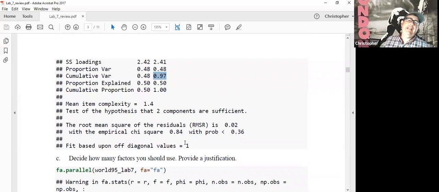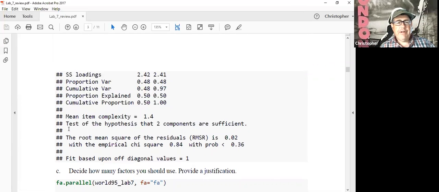All right, other stuff here, we get mean item complexity. I don't really need any of these other pieces. I don't really use these very much.